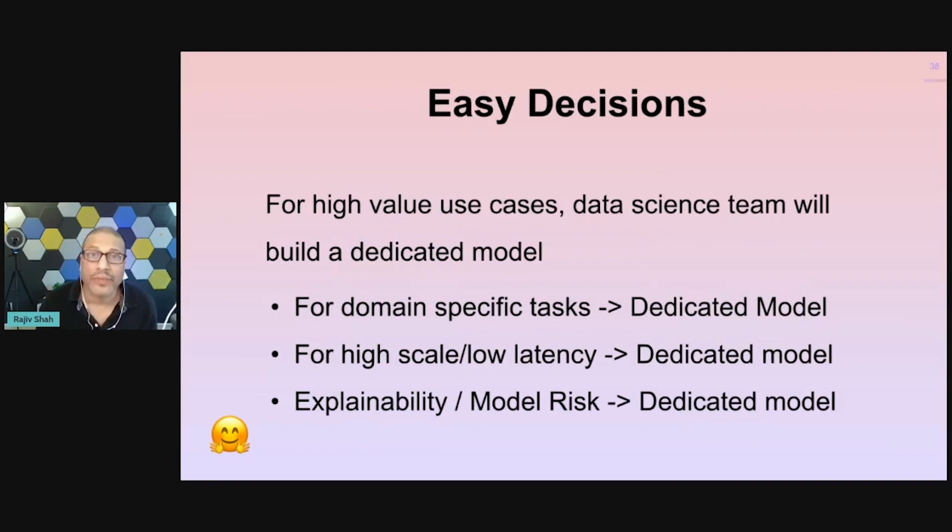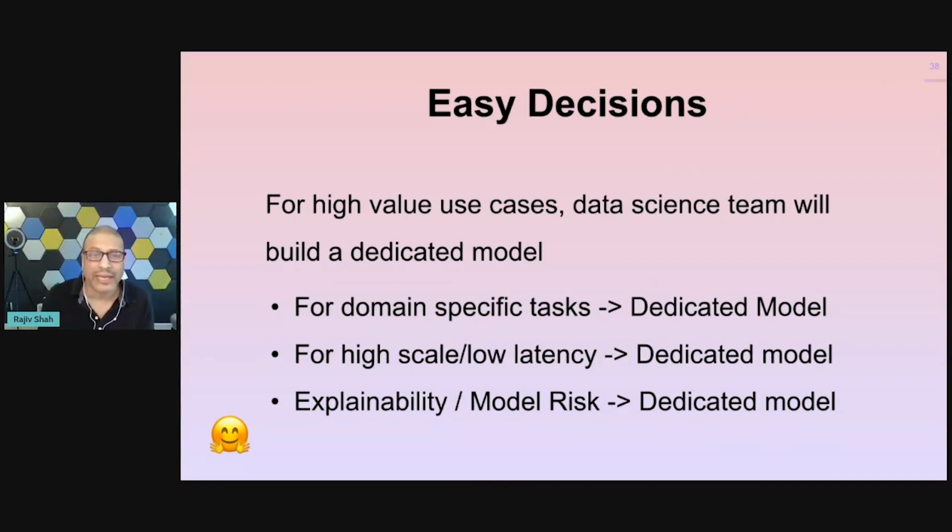Now, when we're thinking about this, some quick rules of thumb I give to teams is, for the high value use cases, is this a $100 million use case? Well, you're probably going to have the data science team working on it, and they'll probably want to build a dedicated model. If this is something very domain specific, and by domain specific, I mean you have information in there that would not be learned in general Wikipedia, books, the type of information that's inside most of these large language models. It's very specific, like finance information.